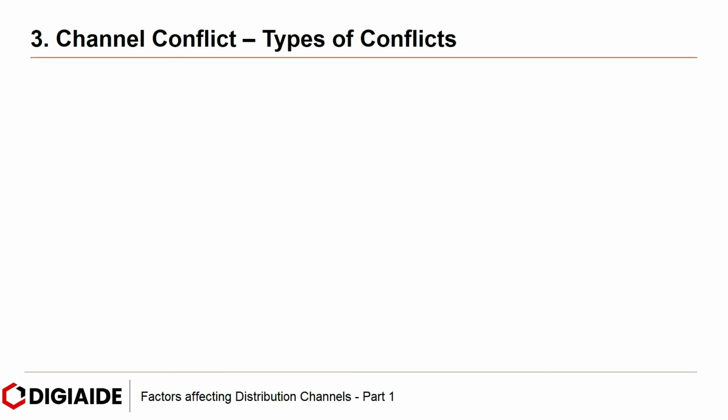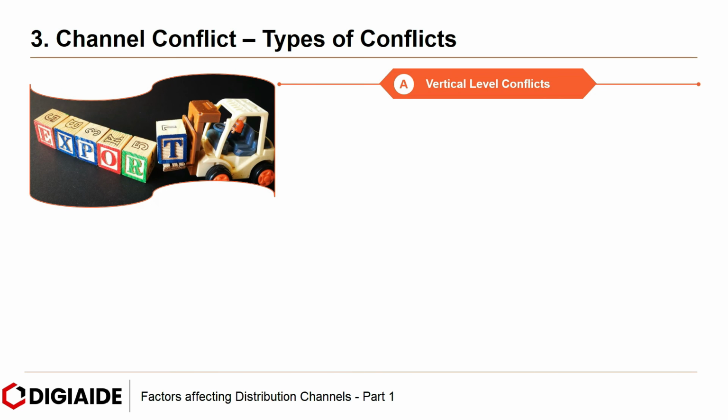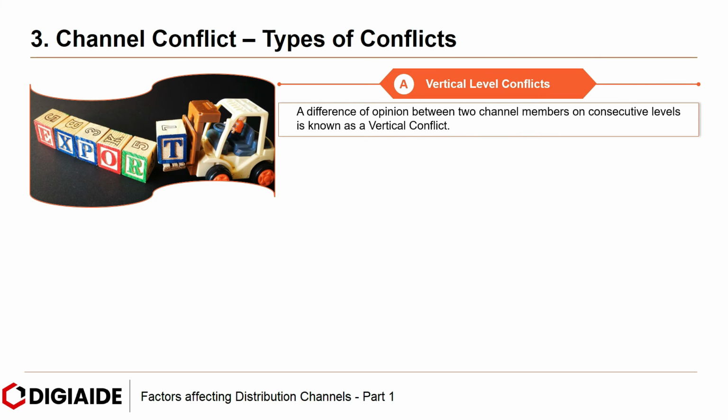Moving on to the types of channel conflicts. First, vertical level conflicts. A difference of opinion between two channel members on consecutive levels is known as a vertical conflict.